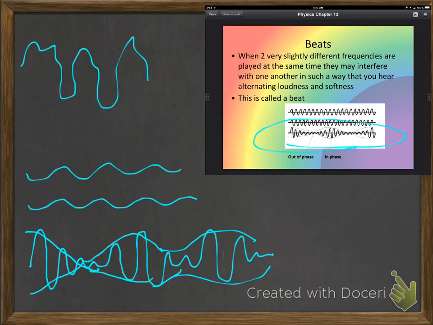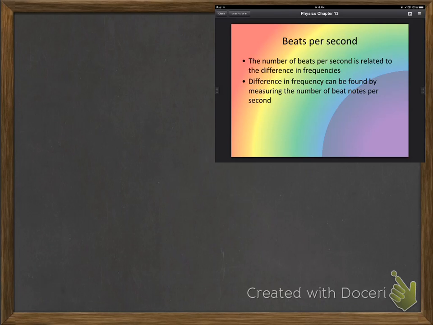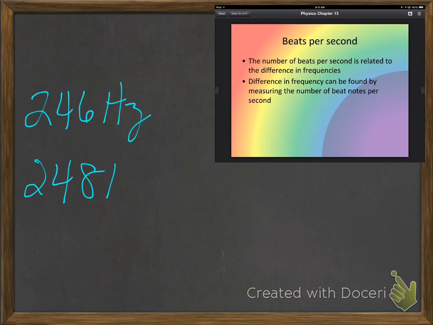You can actually figure out how far apart the two tones are. These are called beats, so this is a beat note. If you count how many times it comes and goes per second, that will tell you how many cycles per second those two tones are apart in frequency. So if we play a 246 hertz tone simultaneously with a 248 hertz tone, we are going to hear 2 beats per second.